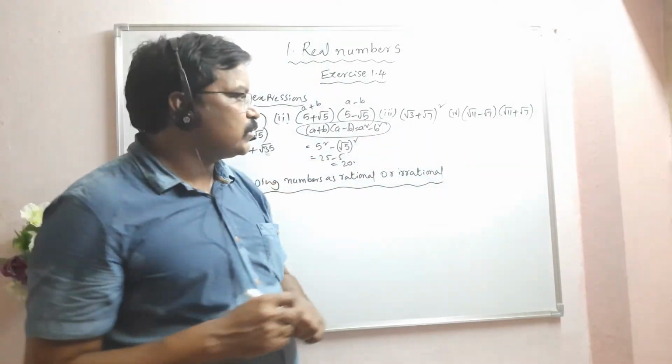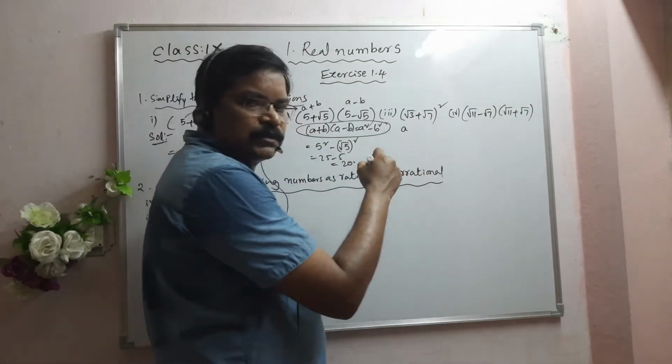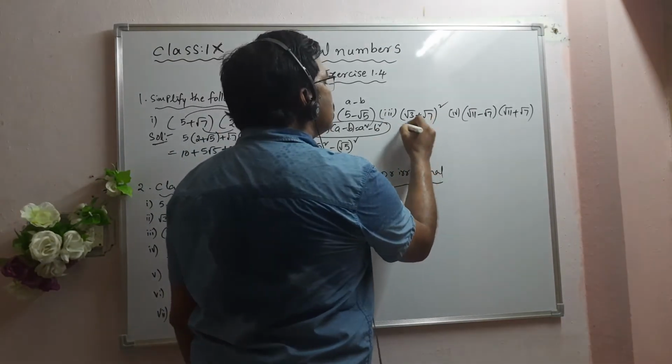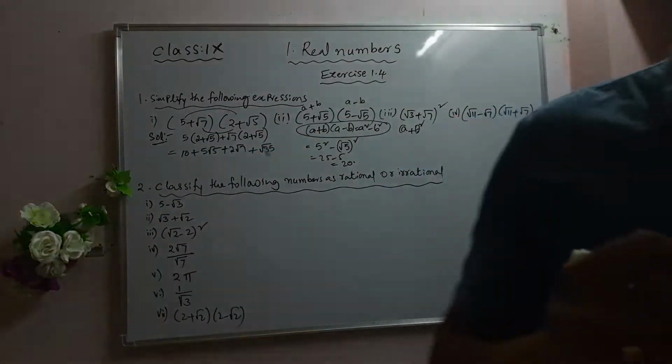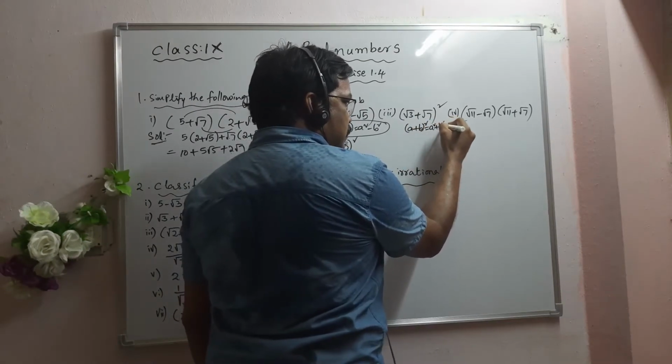The last one, sorry, third one, root 3 plus root 7 whole square. Children, can you tell me which is in the form of a plus b whole square? Of a plus b whole square, that is a square plus b square plus 2ab.